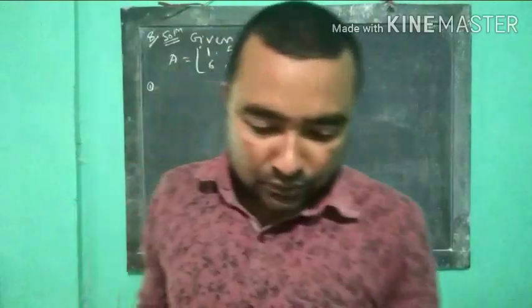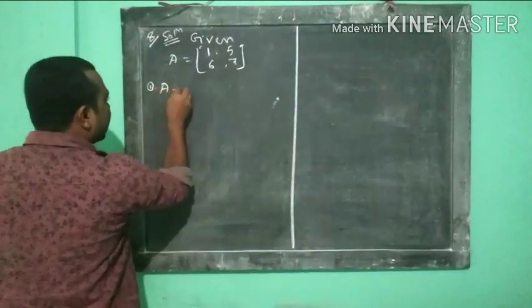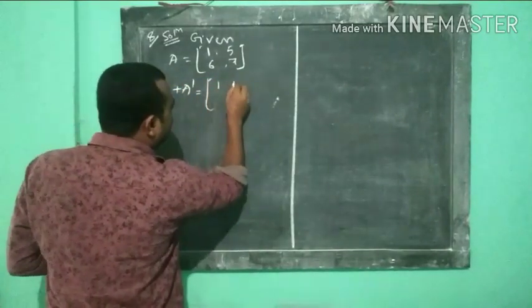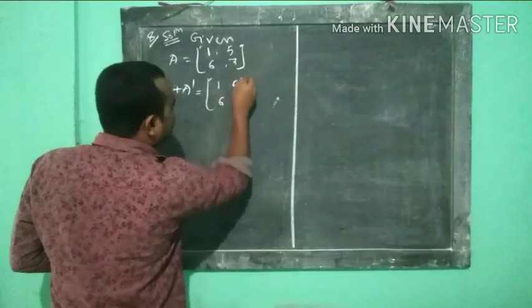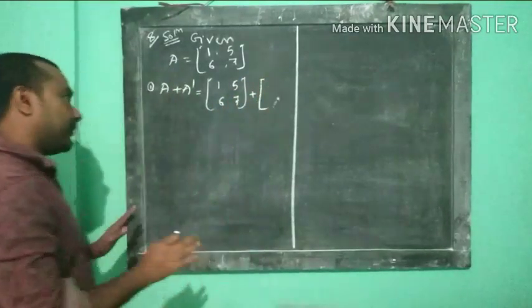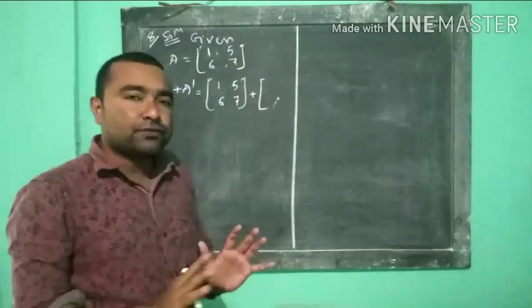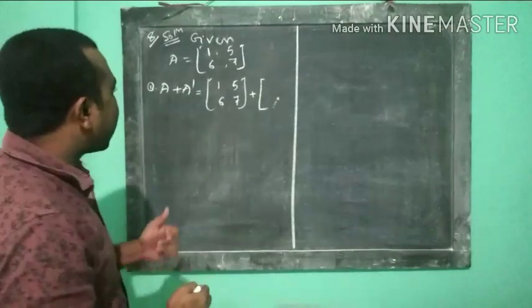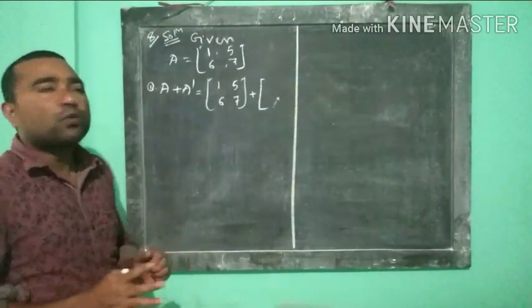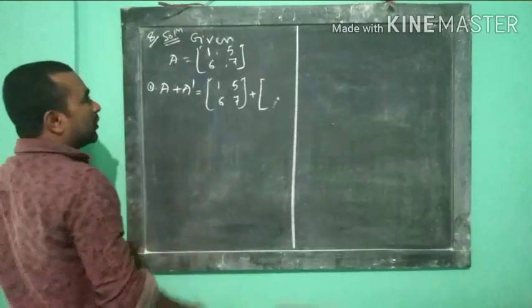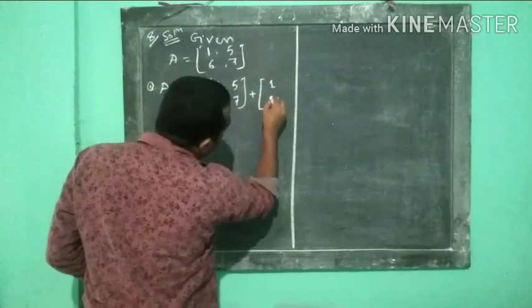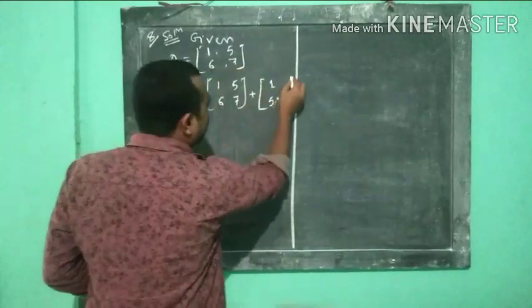Number one. Now we are going to find A plus A transpose. A plus A transpose is A, which is 1, 5, 6, 7, plus A transpose. In the earlier class, we discussed how to find A transpose. A transpose is obtained by interchanging the rows and columns. Here the first row becomes the first column: 1, 5 becomes the first column, and 6, 7 becomes the second column.